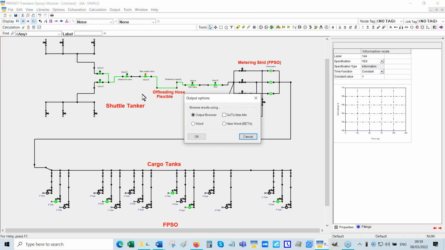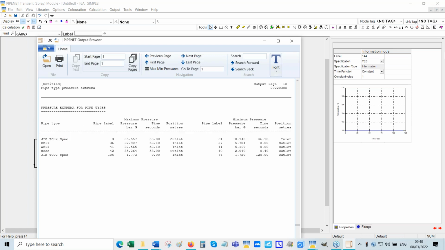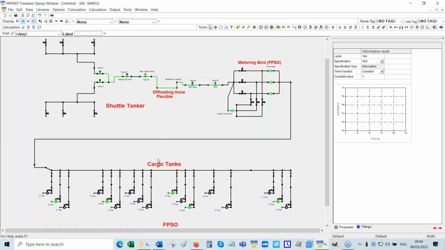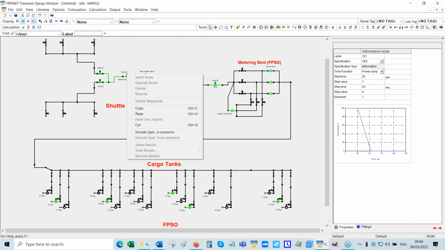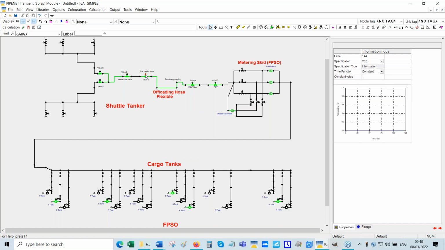Let's look at the text output. See, that's the maximum pressure. In fact, in the hose, the maximum pressure is 35, which is too high. So, this is a BP facility. I don't know who the actual operator is, but it's a BP facility.